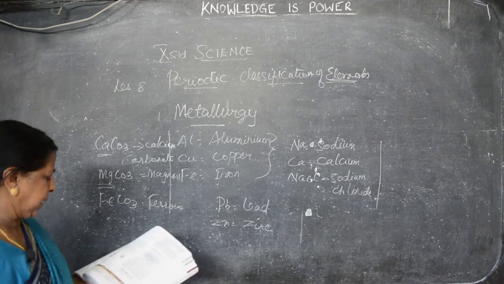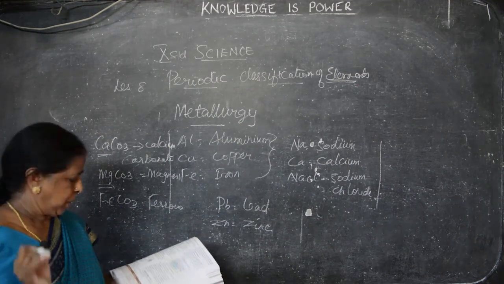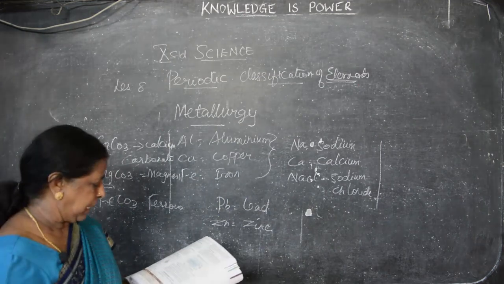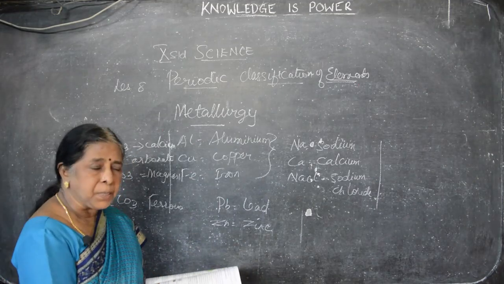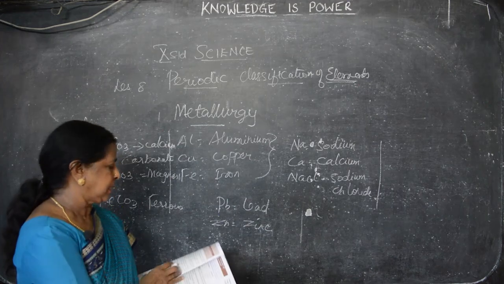Okay. So what are the types of ores? Oxide ore, carbonate ore, halide ore and sulfide ores. And I said what is what? On seeing the symbol you can identify what element it is.